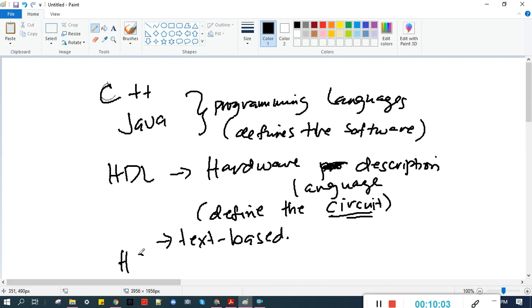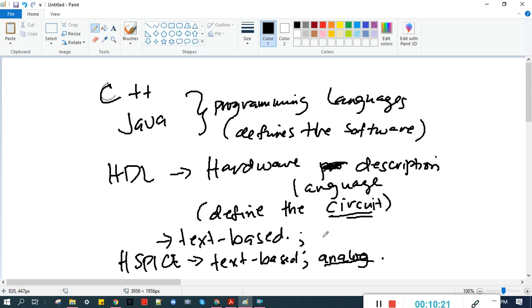We have HSpice, which is also text-based, but it is used to describe circuits which are analog. HDL describes circuits which are digital, with the use of logic gates.